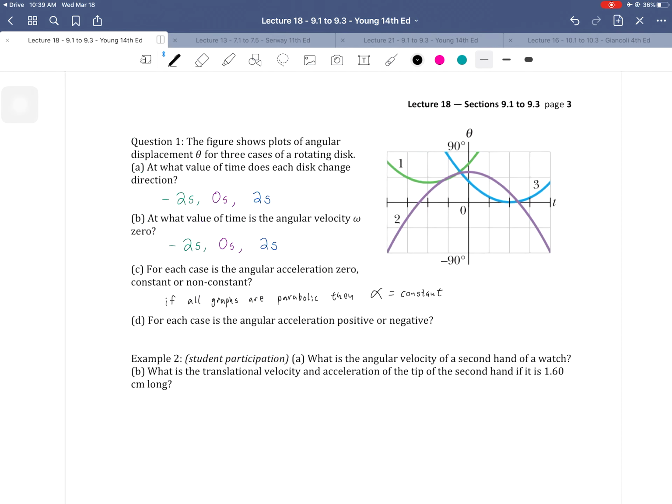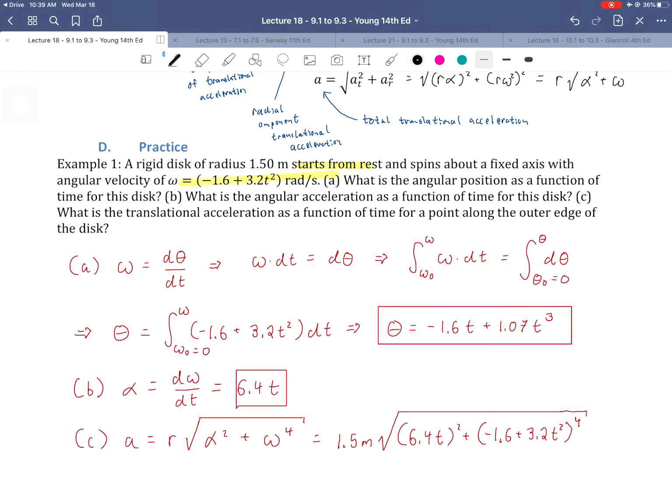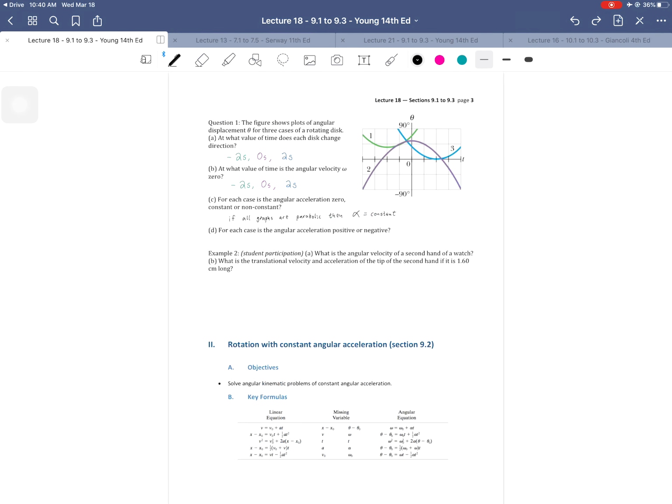Now that is in contrast to the last example, because in that example we had an angular velocity that itself was parabolic, which gave us a third order polynomial for displacement and a linear angular acceleration, not a constant angular acceleration. But this is not a parabola. Now again, maybe these aren't either, but as far as we can tell, they are.